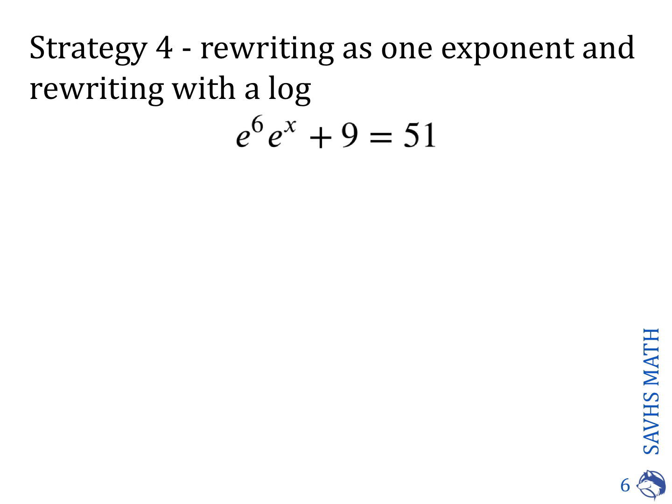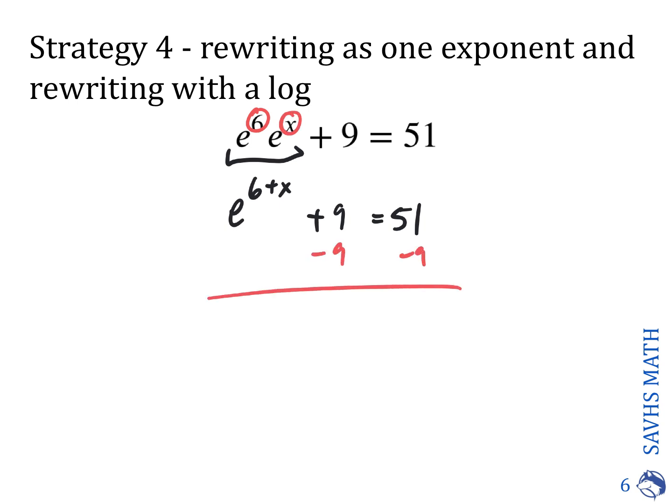This is my last problem as an example for today. In this one, I have an exponential equation, and this one has some stuff I can do before I even take a log of both sides. So this is equal to e to the 6 plus x, because of what we know about exponent rules, plus 9 equals 51. We rewrite it like that because this exponent rule says that I can combine these two exponents by adding them. I'm going to subtract 9. I'm going to get e to the 6 plus x equals 42.